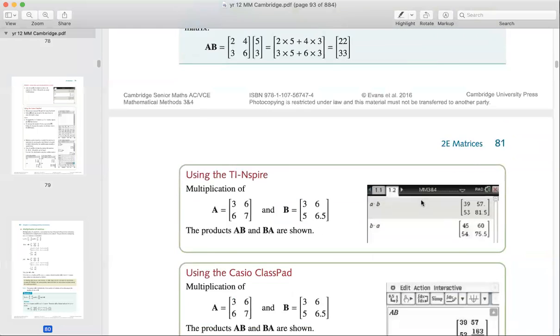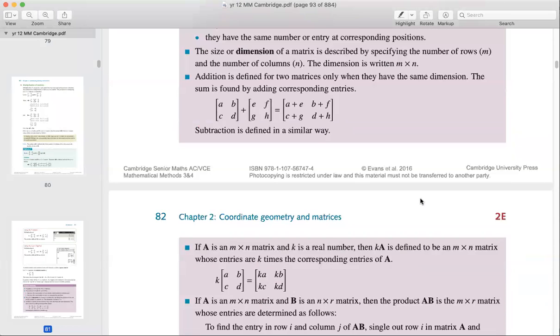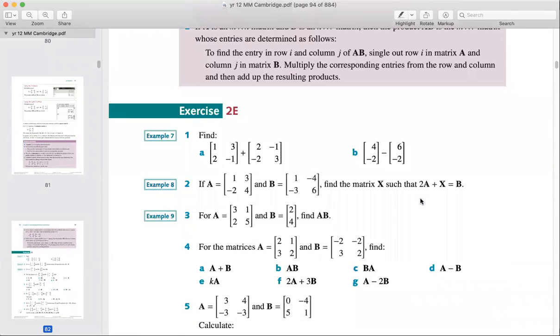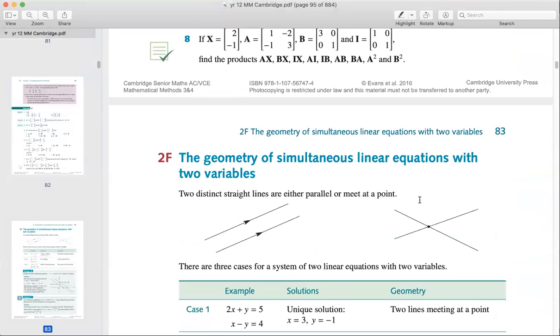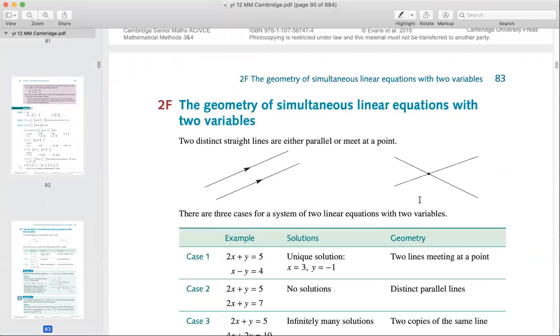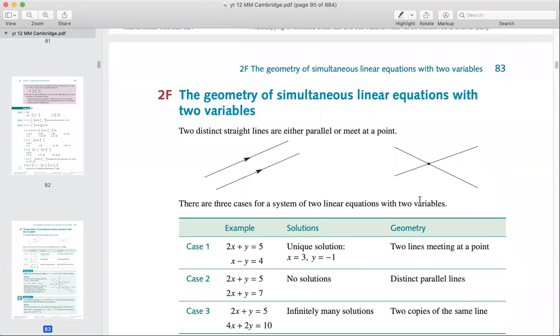Let's review the matrix and just make sure you know the dimensions and you know how to do the multiplication. Okay, so this one is going to be really important. Solve the simultaneous linear equations.